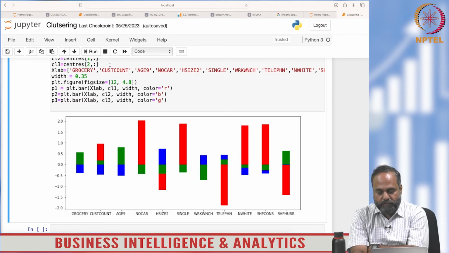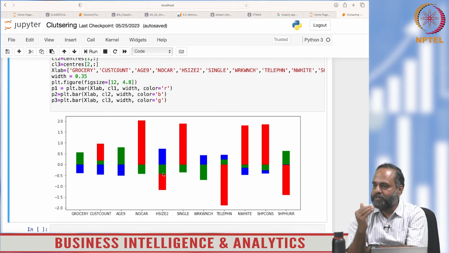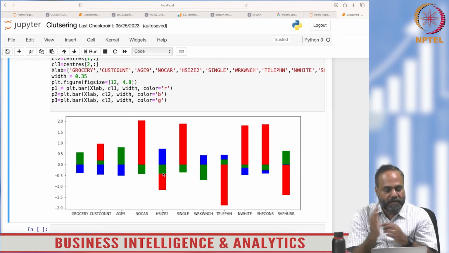look at something like percentage of households under size 2, that particular attribute. You see that the red cluster has the lowest concentration, or the lowest average. The green has the next, it is in the middle, but the blue cluster has a lot, their average value is very high. So, you can compare the three clusters in terms of the average value of the attributes and then see what is the characteristic of each cluster as a whole.